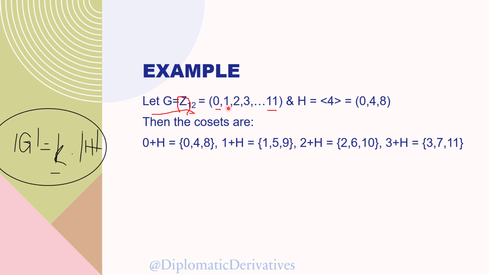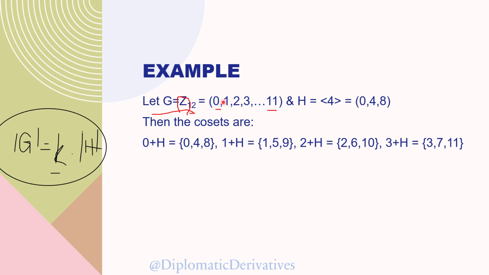Then take the next element, 1. 1 plus 0, 1. 1 plus 4, 5. 1 plus 8, 9. Okay, now if you look here, you have 0, 4, 8 inside the main group. You have 1, 5, 9 inside the main group. So these elements exist inside the main group. This main group is being divided.